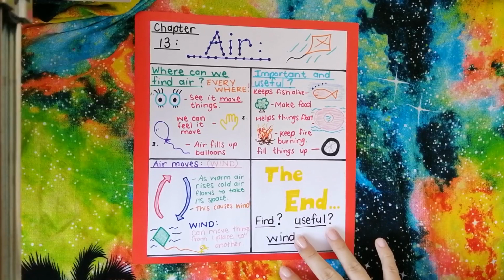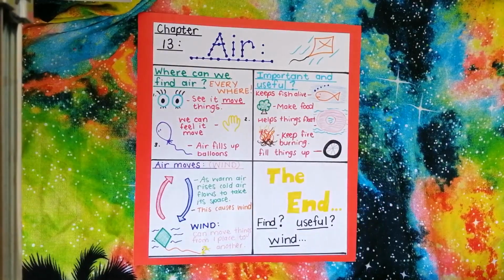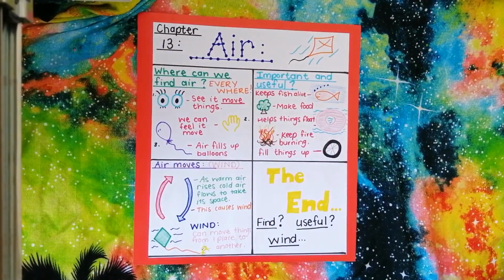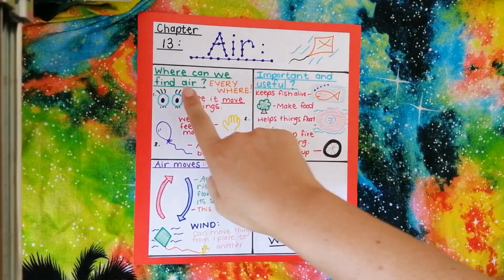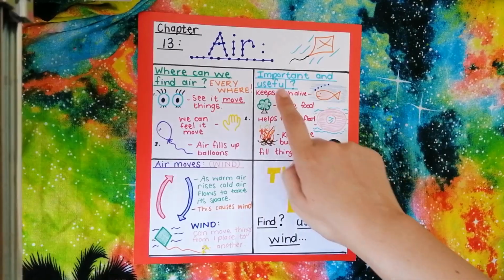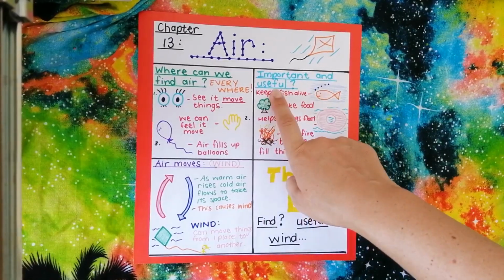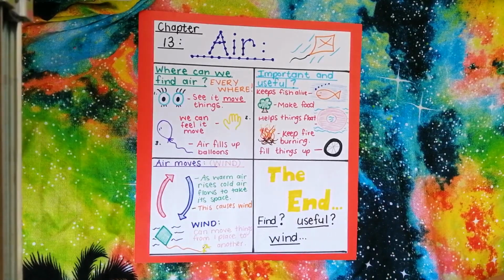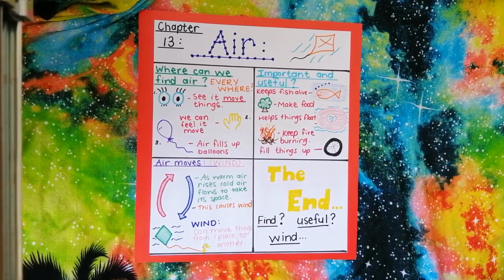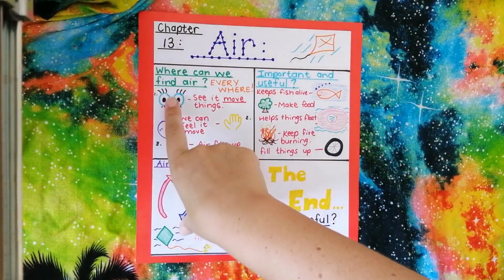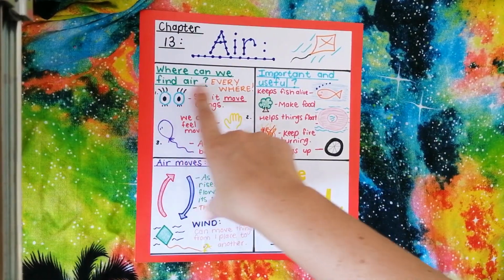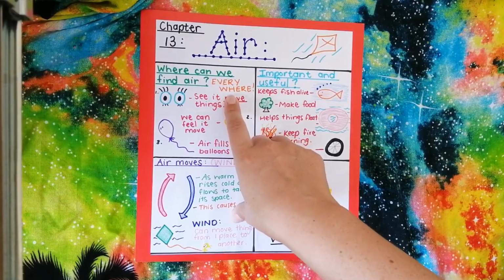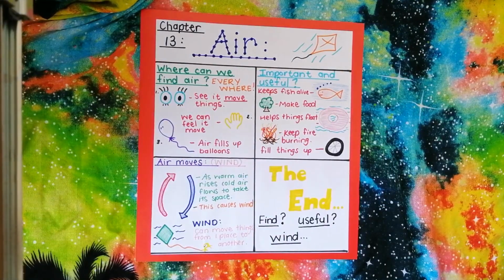Chapter 13, air. We learned 3 different things about air. Number 1, where can we find it? Number 2, how is it important and useful? Number 3, we learned that air moves and what causes air to move. Let's read through. Where can we find air? We can find air everywhere. It is all around us.